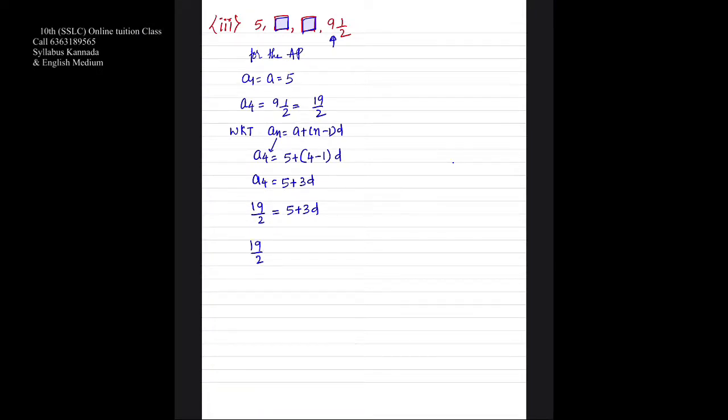19 by 2, you take this 5 to the left hand side, it becomes minus 5, equals 3d. So 19 minus 10 divided by 2 equals 3d. So 19 minus 10 is 9 by 2 equals 3d. So students, ನಮ್ಗೆ ಬರೀ ಡಿ ಬೇಕಾಗಿದೆ, so the extra part, 3, we take to this side, because we have to find out the d value. So 9 by 2, so this 3 comes to this side and it divides. Okay, divide by 3 into d.